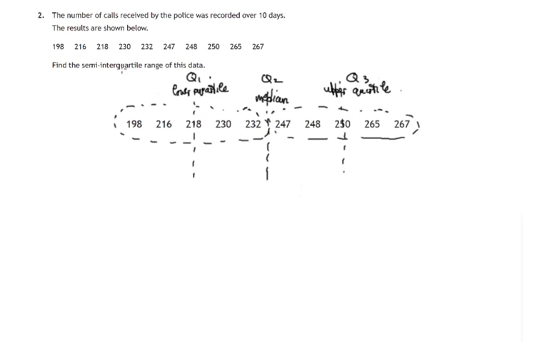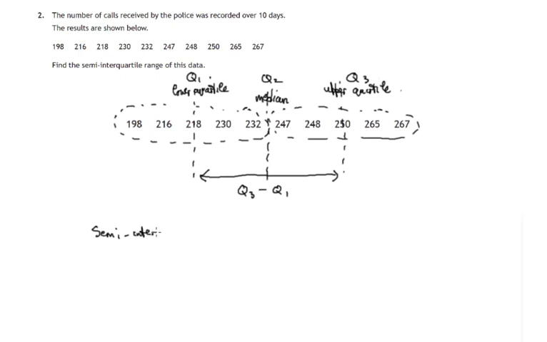The interquartile range is the gap between the lower quartile and the upper quartile. That's the difference between the two of them. And the semi-interquartile range would be half of that.